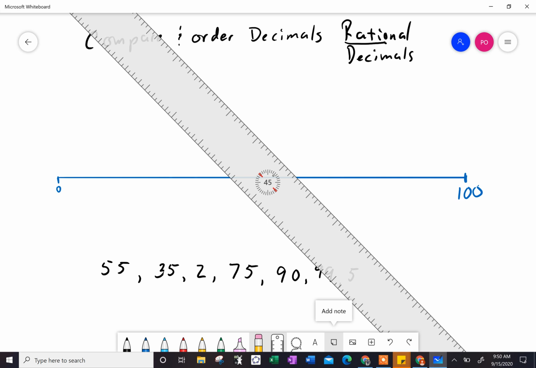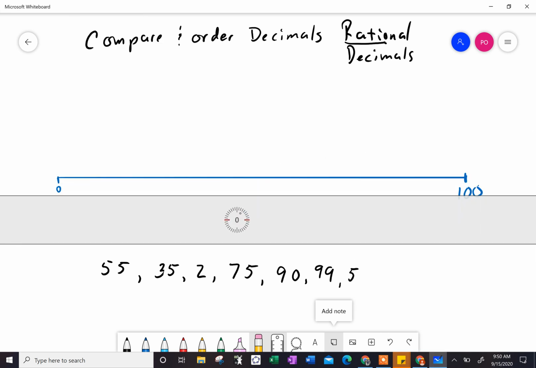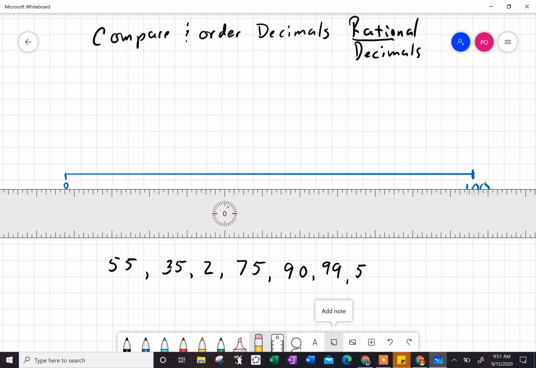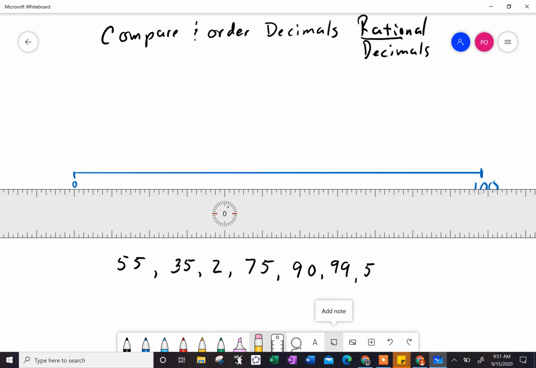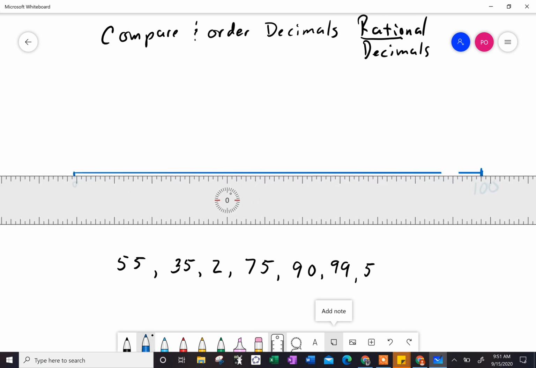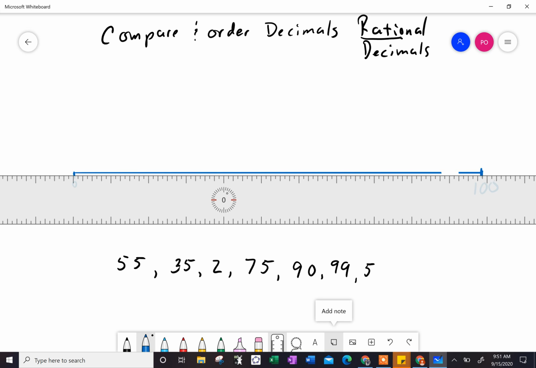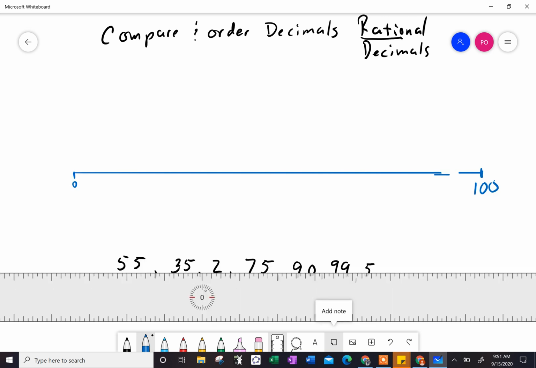The first thing I could do is use my ruler and just measure everything, but my ruler doesn't really have numbers on it, so that kind of messes me up a little bit. Let's see, 1, 2, 3, 4, 5, 6, 7, 8, 9, 10. Actually, you know what I could do? Maybe I'm going to modify this for my needs. I'm going to do it this way. I'm actually going to make my number line a little bit smaller.